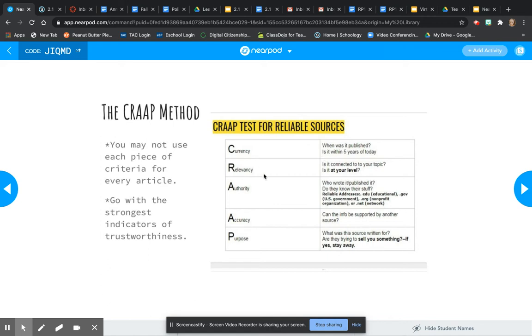The R is relevant. So is it connected to your topic? Is it at your grade level? If it's too hard for you, don't use it. Pick something that you can understand. The first A is authority. So who wrote it? Who published it? Are they credible? Are they trustworthy?